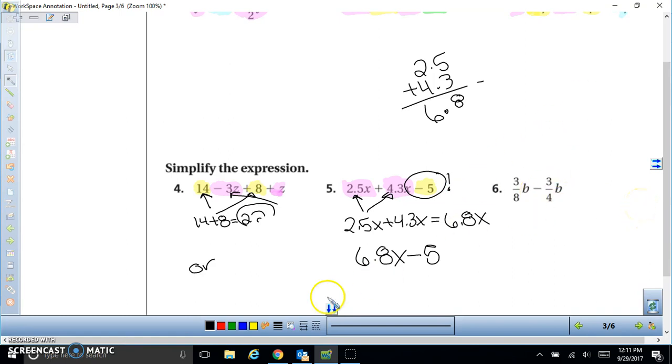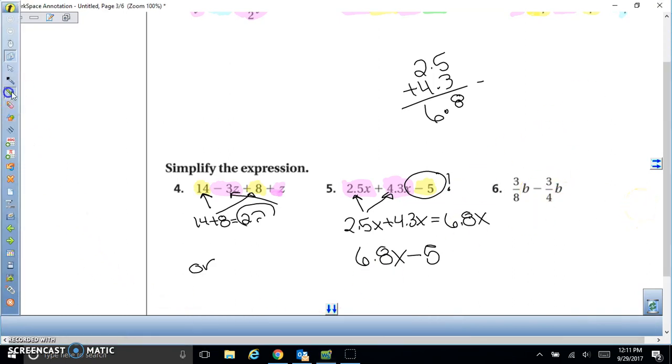All right, 6. Let's see if we can find our like terms. We have 3/8 b and minus a negative 3/4 b. So these are nothing but like terms. Let's go ahead and combine them. 3/8 minus 3/4.